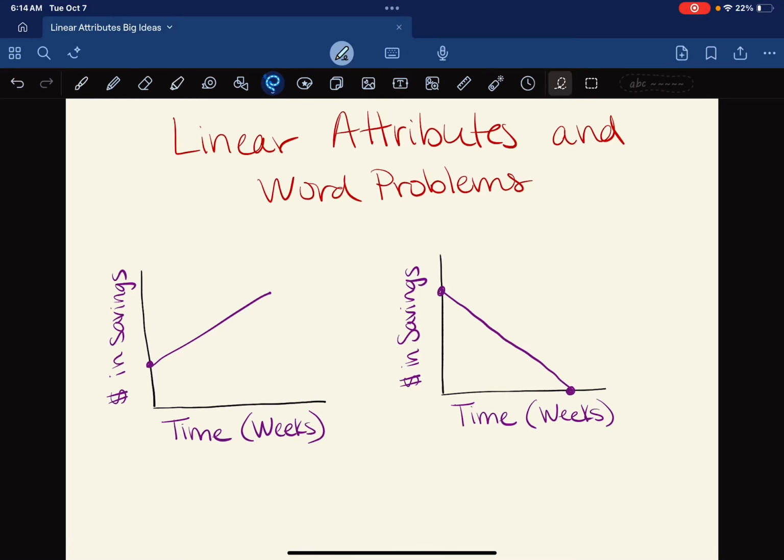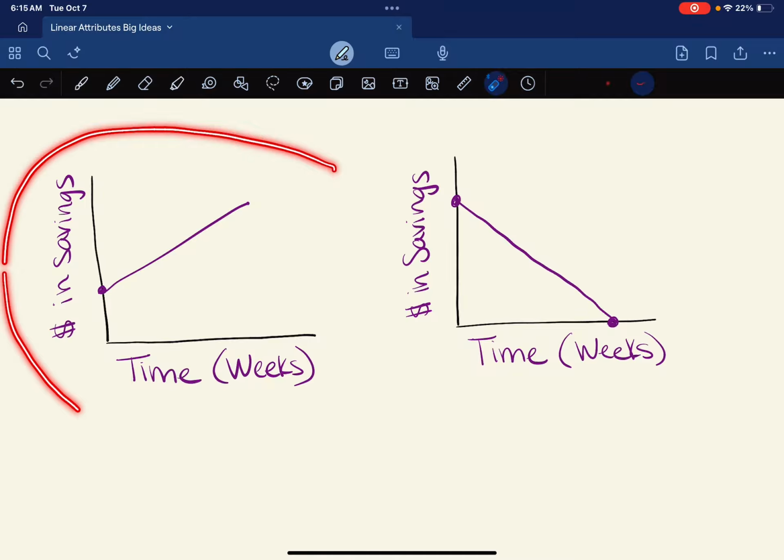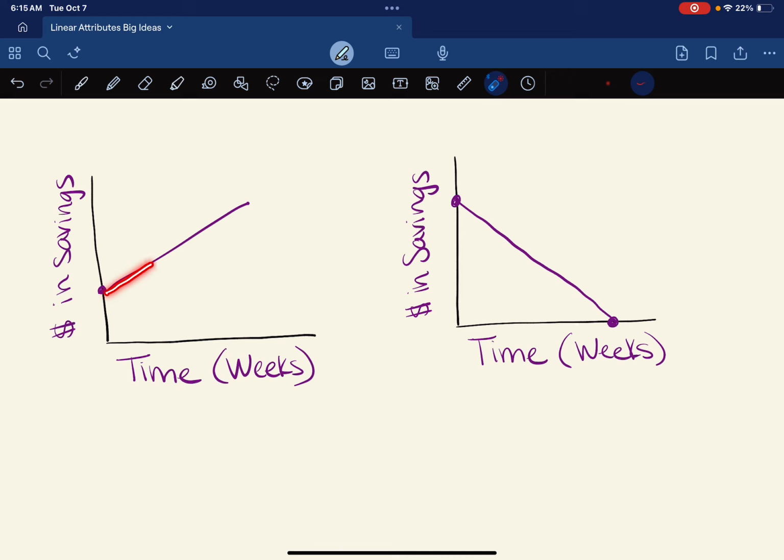All right, let's talk about linear attributes and word problems. I've got two graphs right here just to start out with examples. The first graph is talking about a savings account, or money in a savings account, over a certain number of weeks. And the second graph is showing us money in our savings account over, again, a certain number of weeks. But we can see in this graph right here, our money is increasing over time, and we can see in this graph our money is decreasing over time.